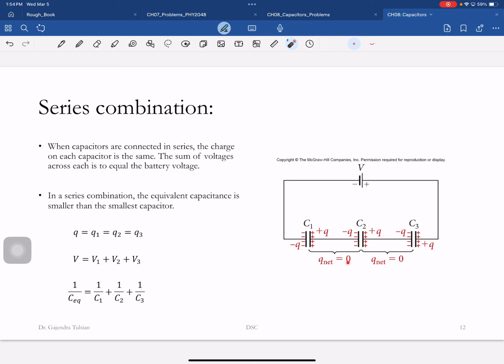The equivalent capacitance is 1 over C1 plus 1 over C2 plus 1 over C3. Look at this: 1 over C1 is a positive number, here's another positive number, here's another positive number. So this sum is bigger than any one of them. That means the equivalent value is smaller than any one of them. So if you connect a bunch of capacitors in series, you get a capacitor smaller than the smallest one.